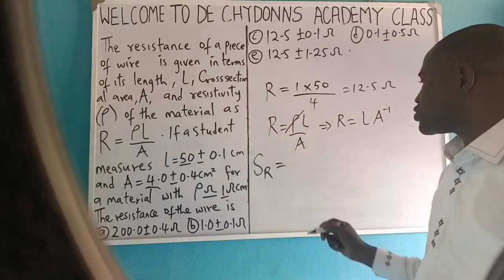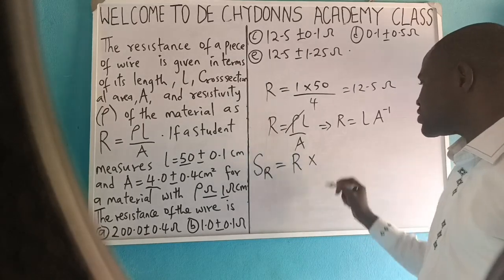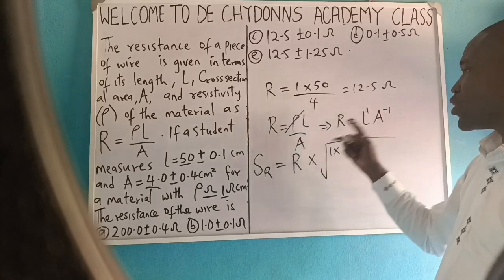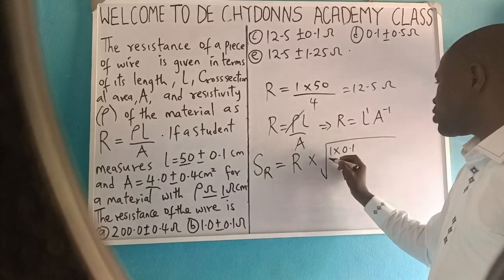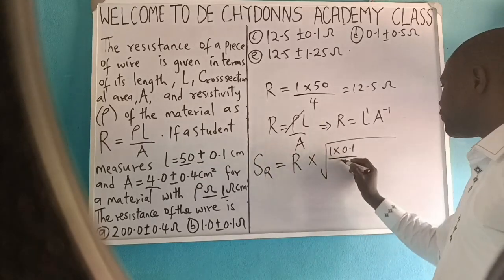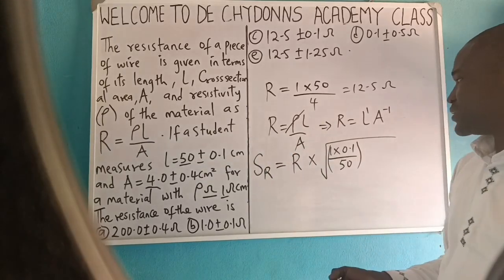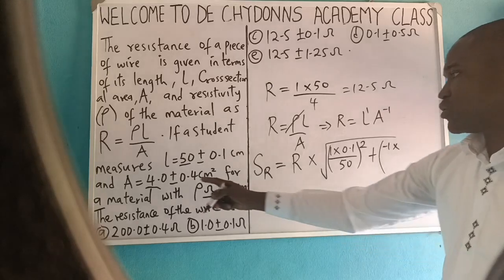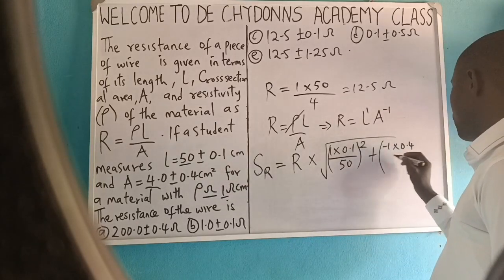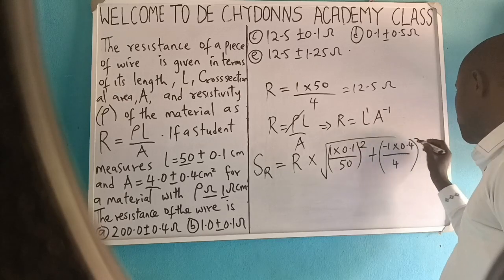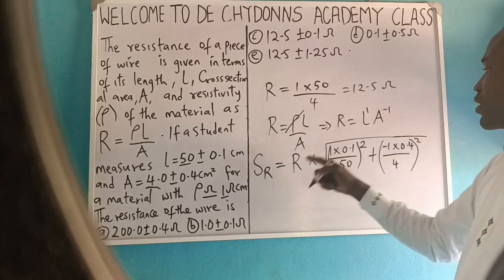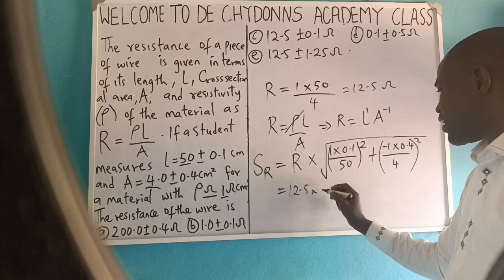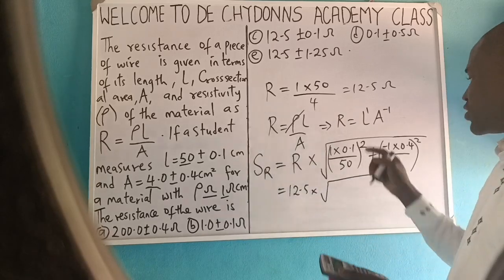This coming up, that means the error in getting R, using standard error in getting resistance, is equal to the resistance times the square root of, this is power of 1, 1 times what is the error? 0.1, all over what is the L? 50. Yes, you square it, plus 1 times what is the error? 0.4 all over 4, all squared. Once we get this, we'll multiply by R. So we'll have the error in R to be 12.5 times the square root of, let's sort out this.